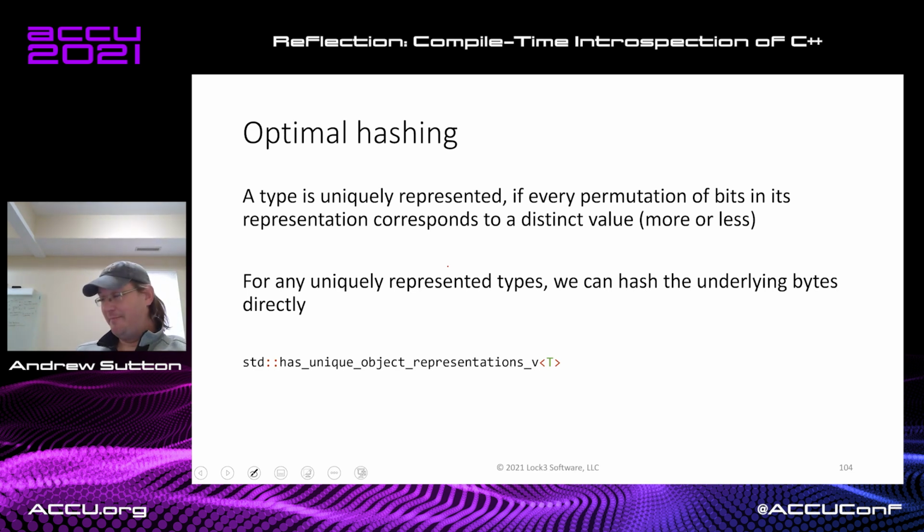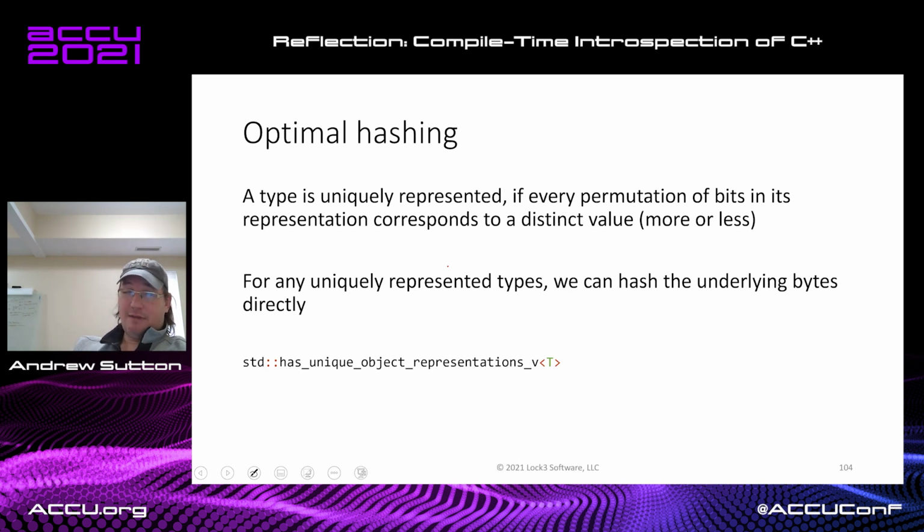In the context of generic programming, we can also do better, because you can always do better in C++. So it turns out that if a type is uniquely represented, meaning that, broadly, every permutation of bits in its representation corresponds to a distinct value, more or less. So like a 2's complement signed integer is uniquely represented. Every bit contributes to the value, and every distinct permutation of bits is a distinct value. Floating point values are not, because you have -0 and 0, which have different bit patterns but correspond to the same value. For example, classes with padding bits are not uniquely represented.